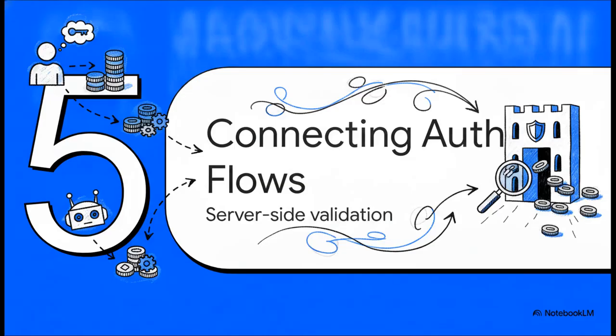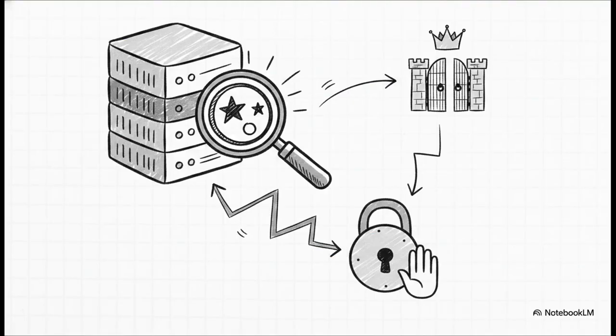All right, Section 5, connecting the auth flows for server-side validation. So the crucial point here is that the Deephaven server is not in the business of verifying passwords. It offloads all of that identity verification to Entra. When the server receives the JWT, the JSON Web Token, it simply validates the issuer and the audience to make sure the token is actually meant for it.